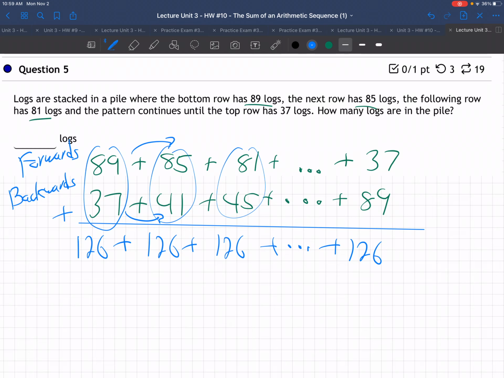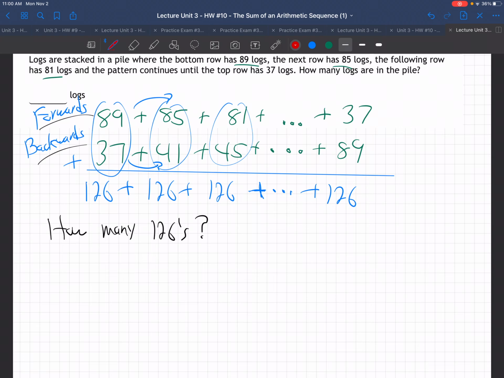All right, how many 126s do we have? That's the big question. So, how many 126s, and we're going to need to divide by 2 at the end because we have the list twice, forwards and backwards, right? Okay, so if we can figure out how many 126s, we can just multiply. How many 126s? Well, to figure that out, we're going to need the formula. So let's find the formula.